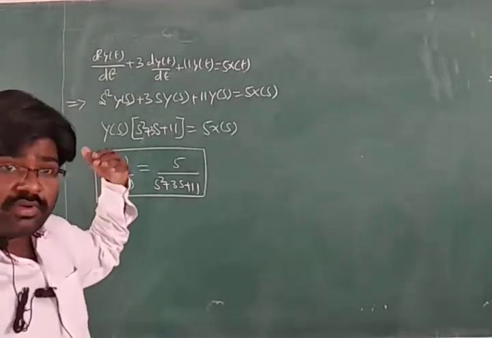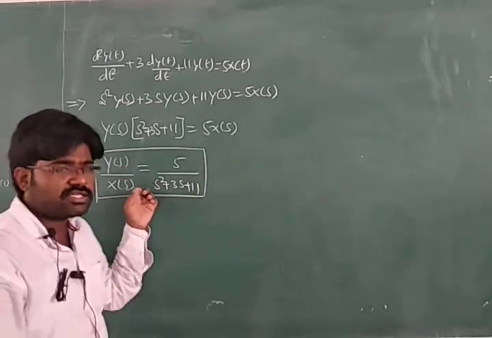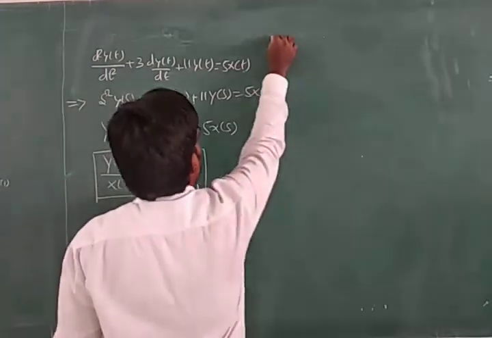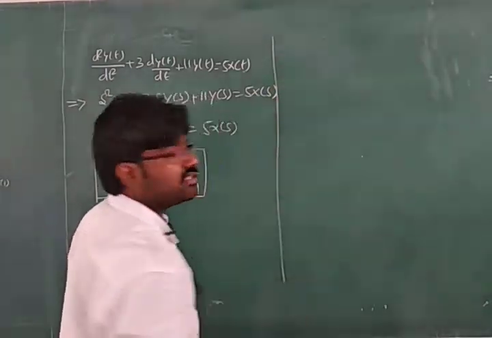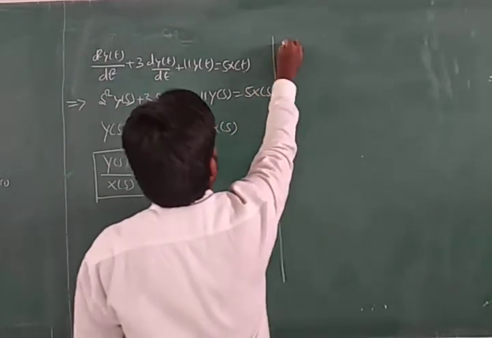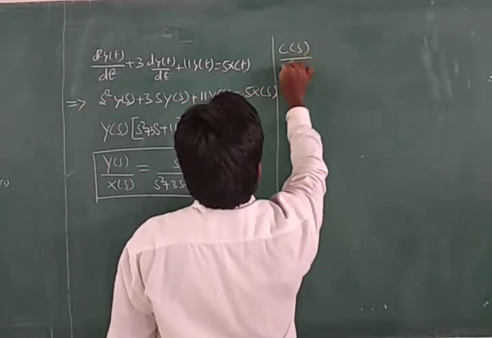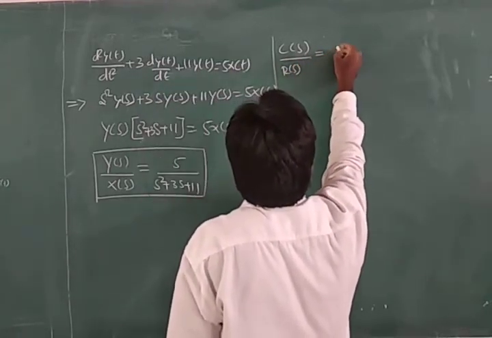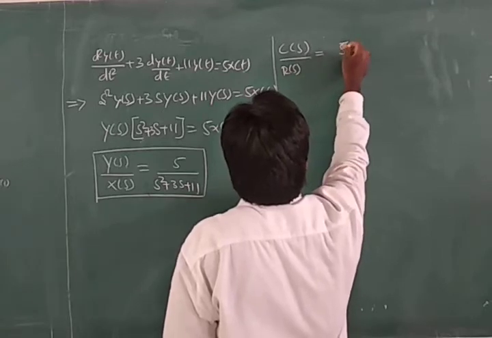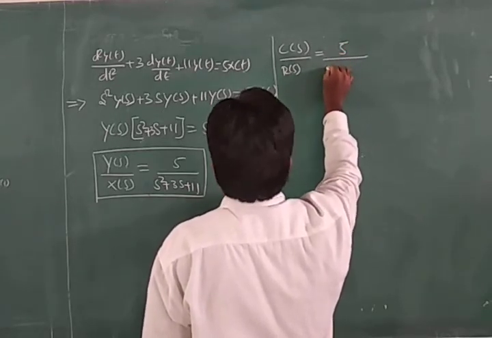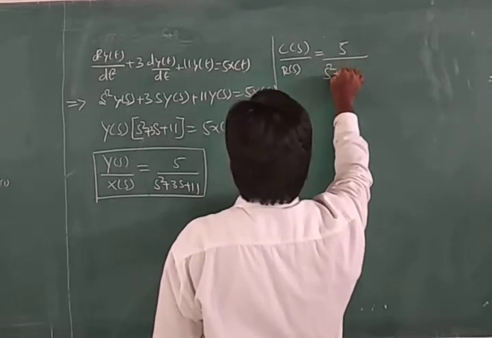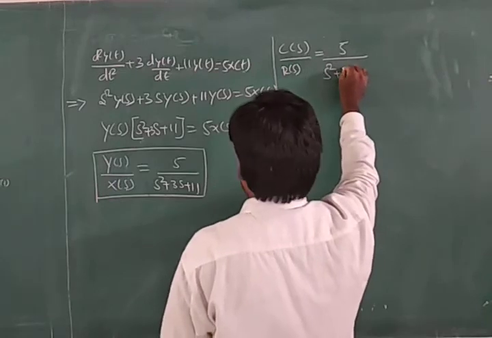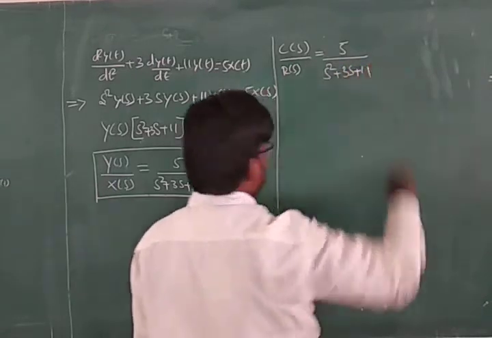Now we will go in the reverse. If transfer function is given, how to find the differential equation for the same? That we'll see here. If the transfer function is given, how to go in the reverse? So C of s divided by R of s is equal to 5 divided by s square plus 3s plus 11. Same problem I am taking; in terms of C of s and R of s I am writing, instead of y of s by x of s.